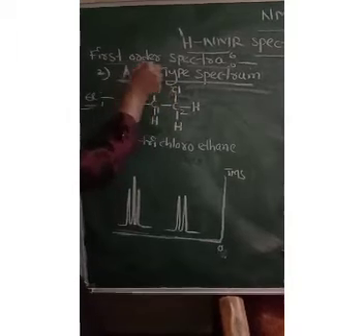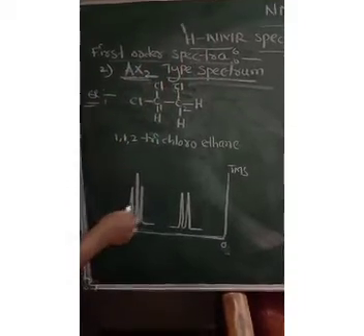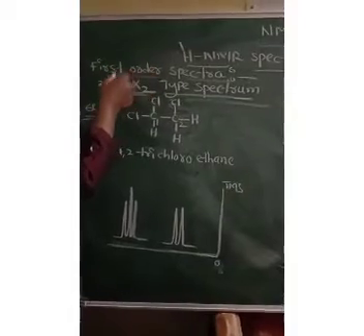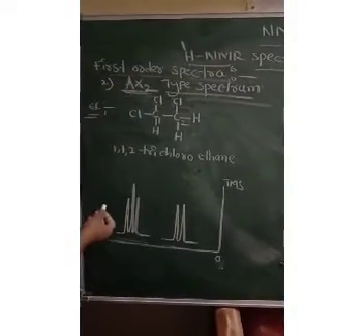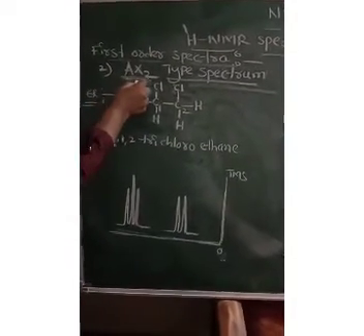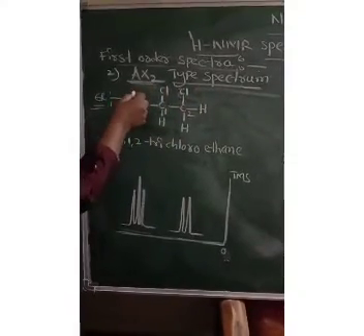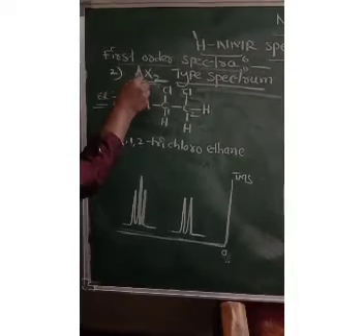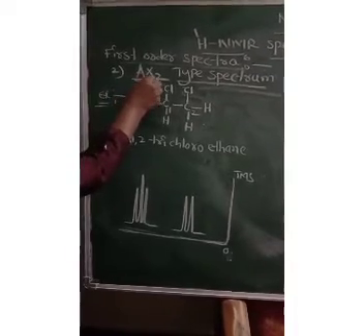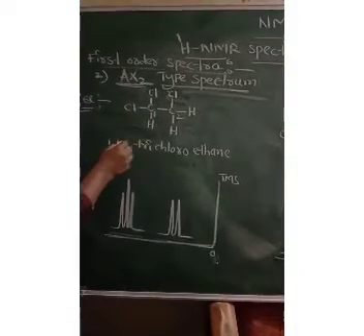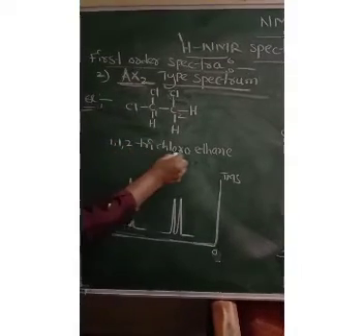First order spectra in proton NMR spectroscopy. In the previous class I already covered the first example, the AX type of spectrum, and this is the second example, the AX2 type of spectrum. In this type of spectrum, A is one type of proton and X is another type of proton. For this type of spectrum, the example is 1,1,2-trichloroethane.